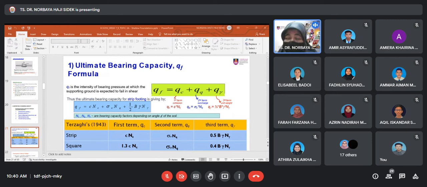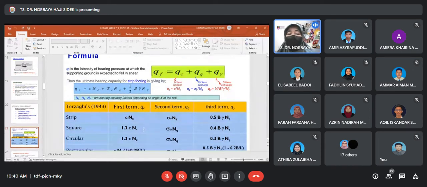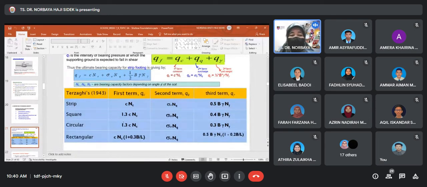Okay, they have 3 different ways to get the NC, NQ, and gamma. Okay, so means that we couldn't assume this value. Okay, they have 3 different ways. Okay, first given in the question, second using the table, and the third one from the graph. Okay, then we also have here the equation by Terzaghi.